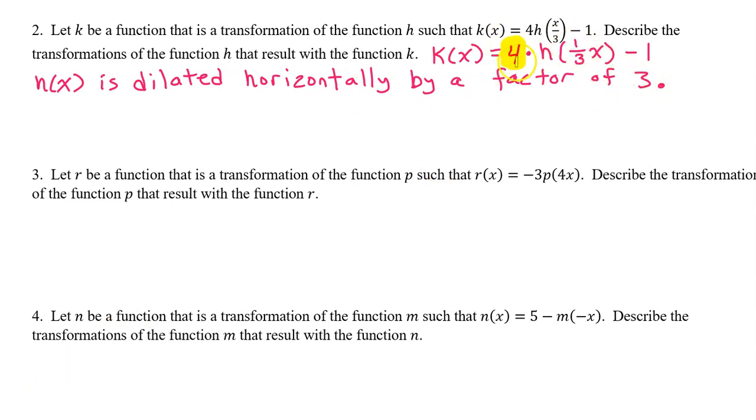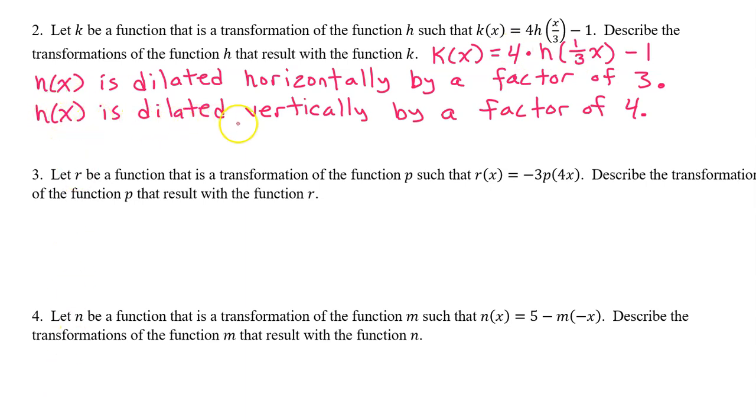4 is multiplying, so that's going to be another dilation, but this time it is outside the function, so this will be a vertical dilation, and it will happen exactly the way it looks. h of x is dilated vertically by a factor of 4.